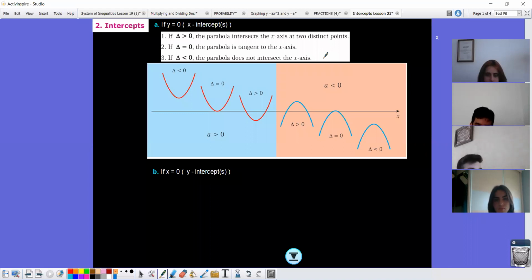Do you know what tangent means? When, for example, a curve or parabola touches a line in exactly one point. For example, this parabola is tangent to the x-axis. Also, this parabola is tangent to the x-axis. Did you understand tangent? Yes, teacher.